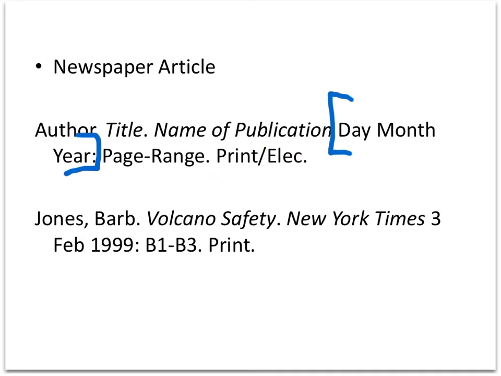And finally, we need to indicate print or electronic. There's our print right there. So we know that this is a print newspaper that was published on the 3rd of February 1999. It was New York Times. The article was Volcano Safety. It appeared on pages 3.1 to 3b. It was written by Barb Jones, and it was a print.